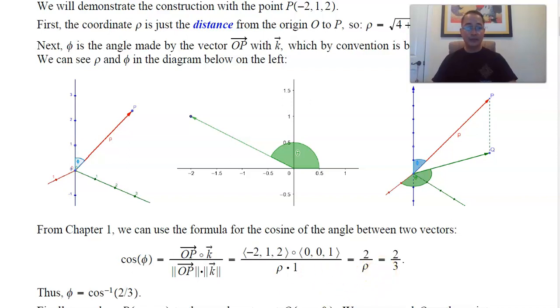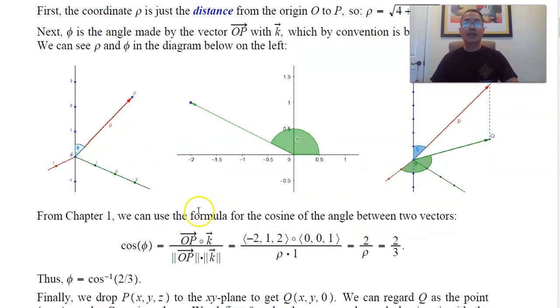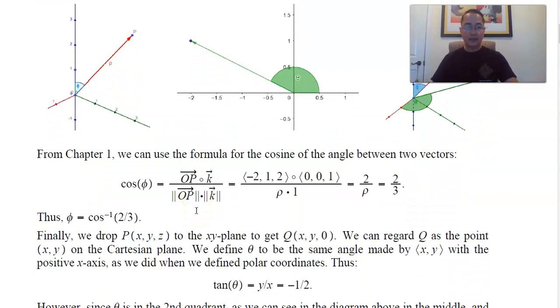So cosine phi is 2/3. Phi is inverse cosine 2/3, which is still in the first quadrant. All right, so what about our theta? Do we have a theta? Yeah. One way we can do it is the inverse tangent, because we have rise 1 over run -2. So our tangent is -1/2.